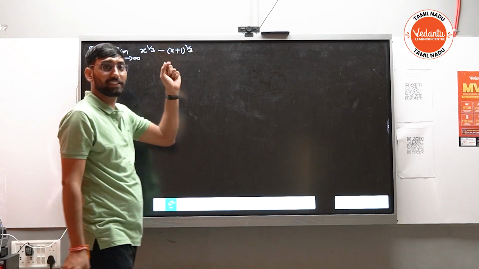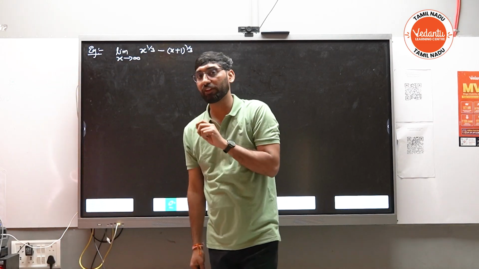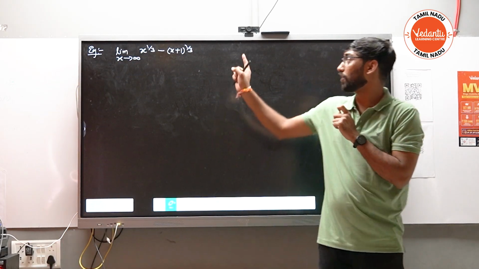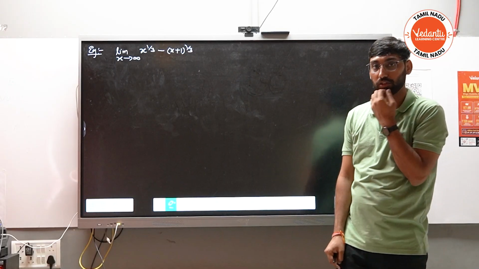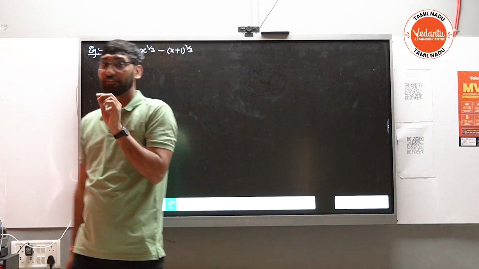Now let's see this question. What is the interesting thing here? There the power was 1 by 2. Here the power is 1 by 3. How to do it, sir? Oh my god, how to do this thing? For that, we know one more thing.